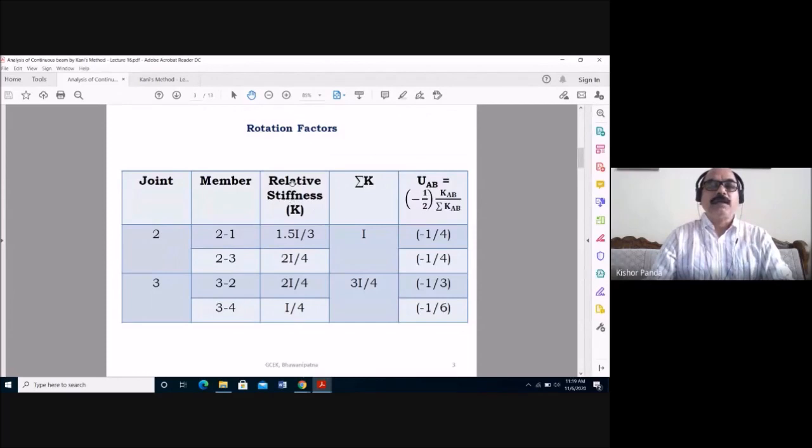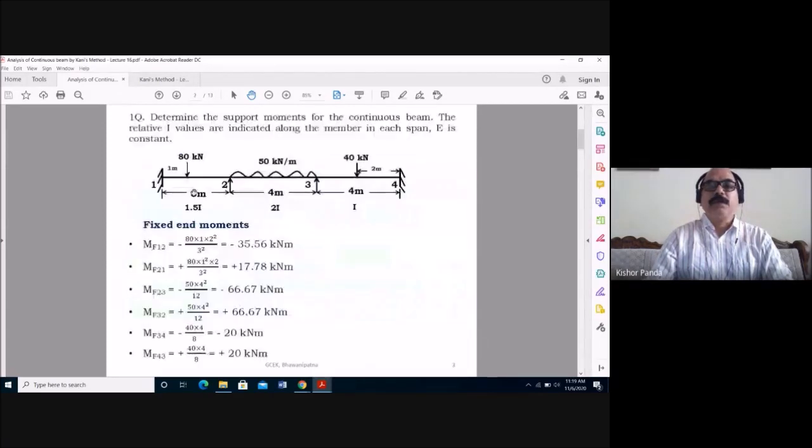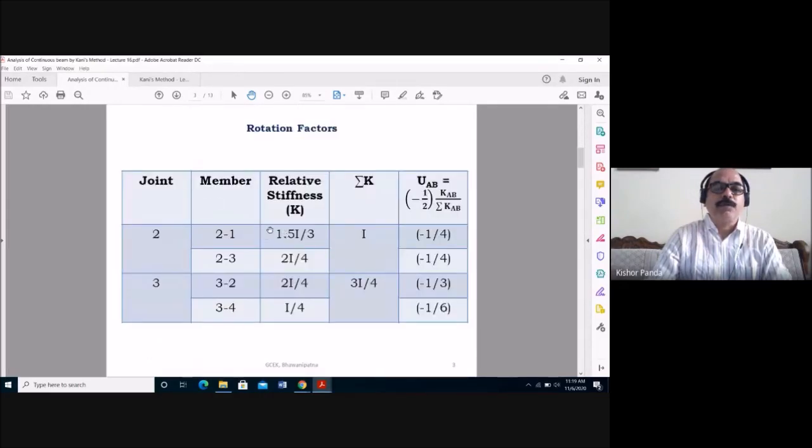Then you have to write the relative stiffness, because here the ends are fixed. What is the relative stiffness of each span? When the end of the beam is fixed, the relative stiffness for the end span is I by L, and also for the intermediate span it is I by L. What is the relative stiffness of span 1-2? The moment of inertia is given as 1.5 I, and the length of the member is 3. So 1.5 I by 3. Relative stiffness for member 2-1.